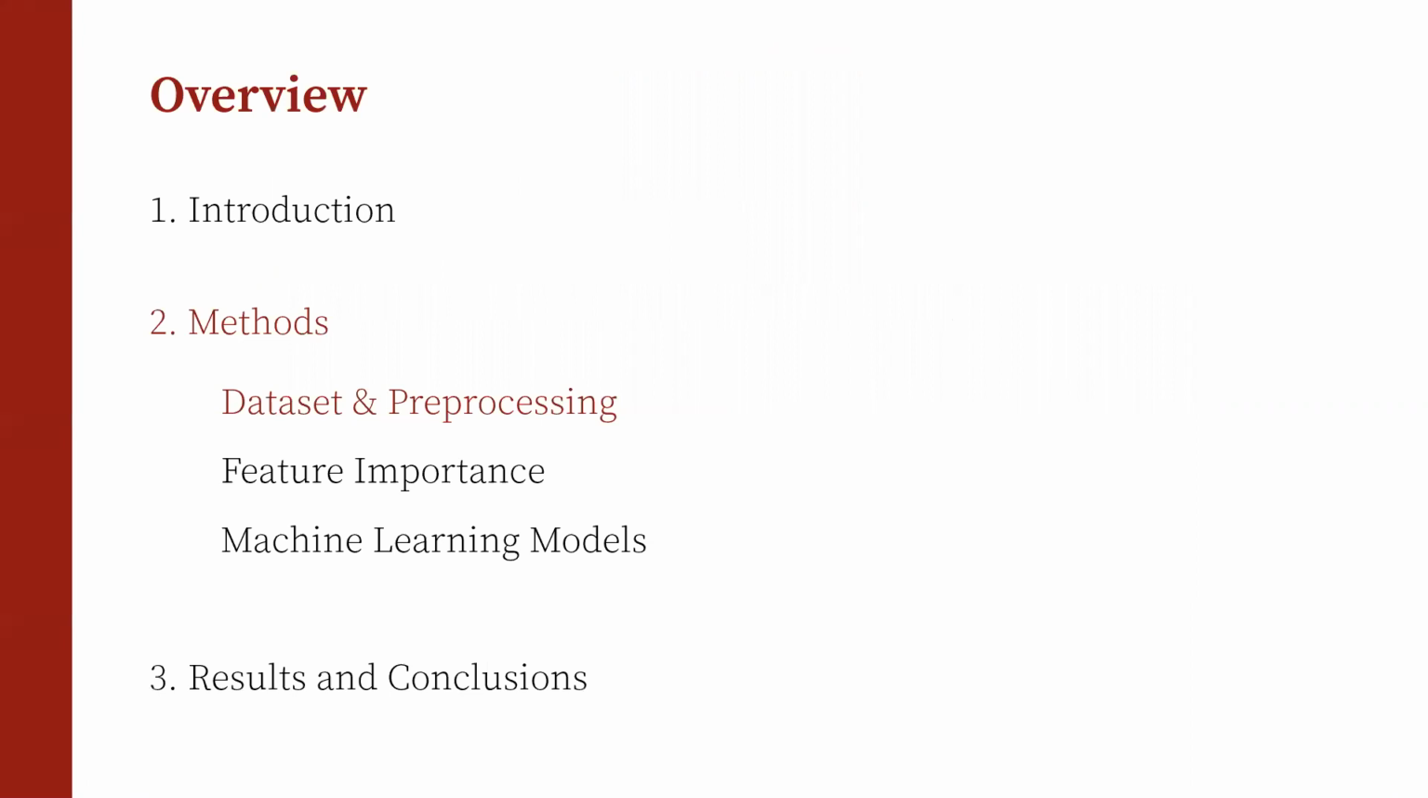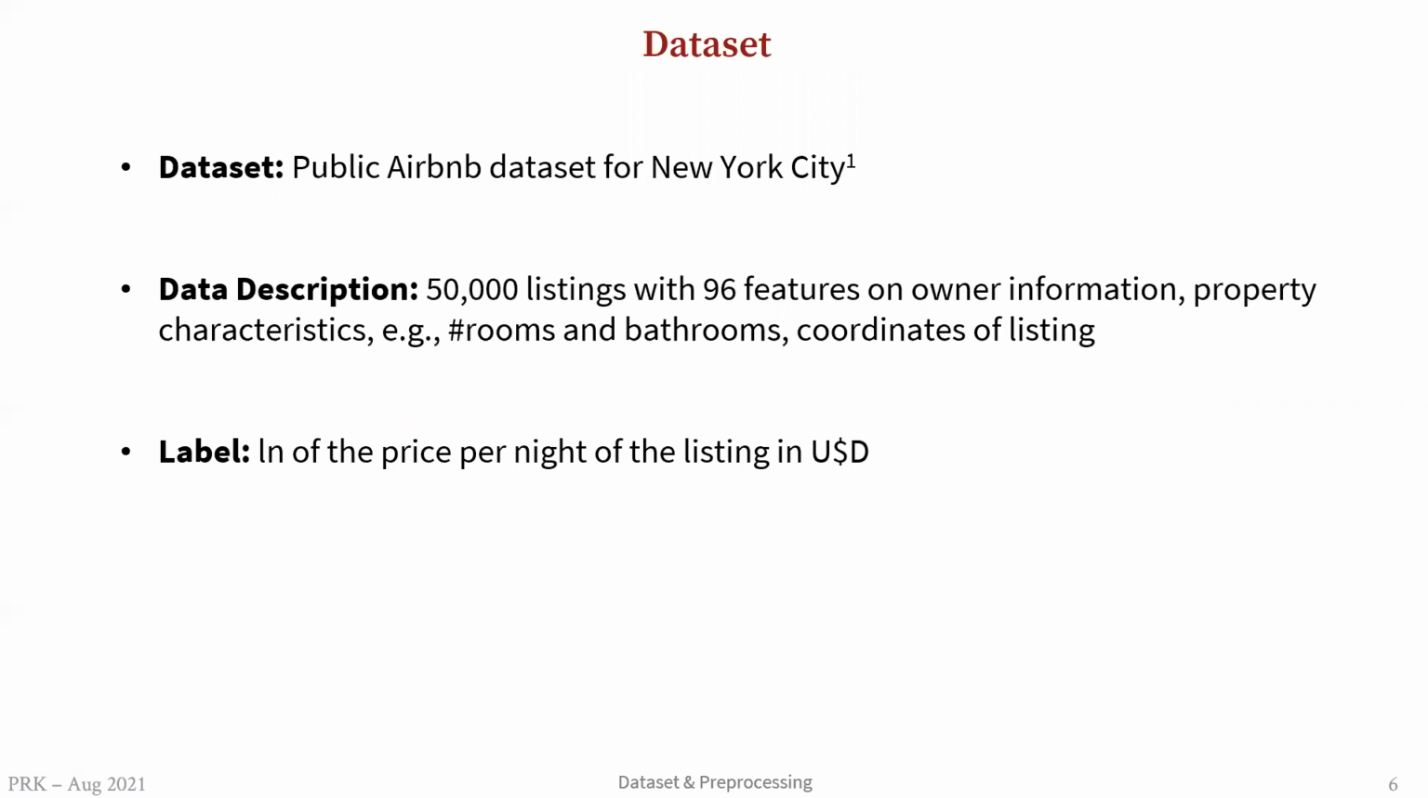Now let's jump into the dataset that we've used and the pre-processing that we did on the data. The dataset, as I mentioned, was a public Airbnb dataset for New York City. The data included 50,000 rows with 96 features each on owner information and property characteristics, including number of rooms, bathrooms, coordinates of listing, and so on. The label that we used here was the natural log of the price per night of the listing in US dollars.